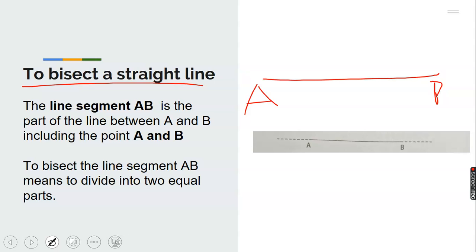Now we call it line segment because you can see here the line is extended out, but this part that lies between A and B is called line segment AB. You can see the line segment AB is the part of the line between A and B, including the points A and B. Look at, this is one point, another point. The line between A and B and these points is called line segment. To bisect the line segment AB means to divide it into two equal parts, just like dividing the line at the middle point. How do we do that?